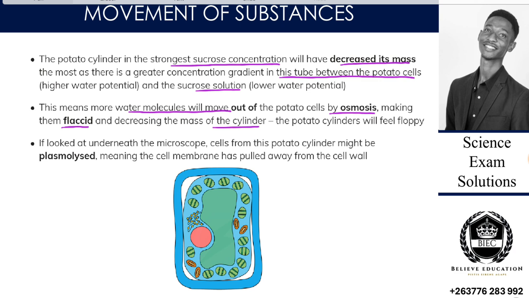So what are we saying? We are saying that on the other hand, when a potato cylinder is placed in a concentrated solution, and that concentrated solution has a lower water potential, as a result the net movement is that water will be drawn out of the potato cell and into the solution.